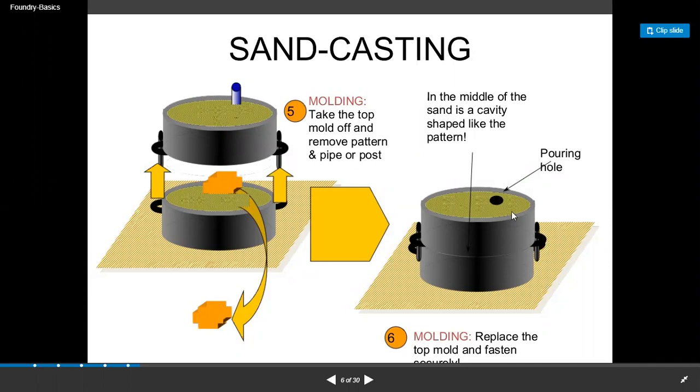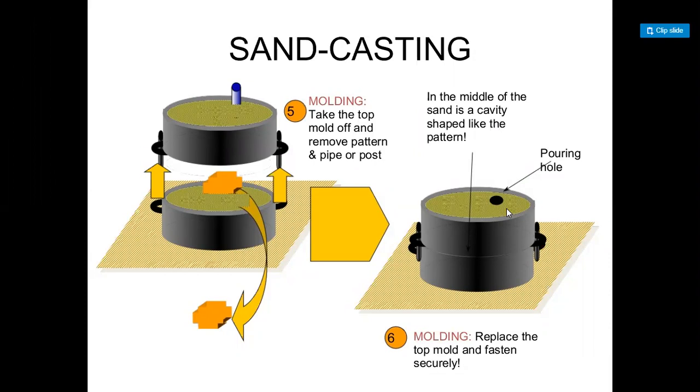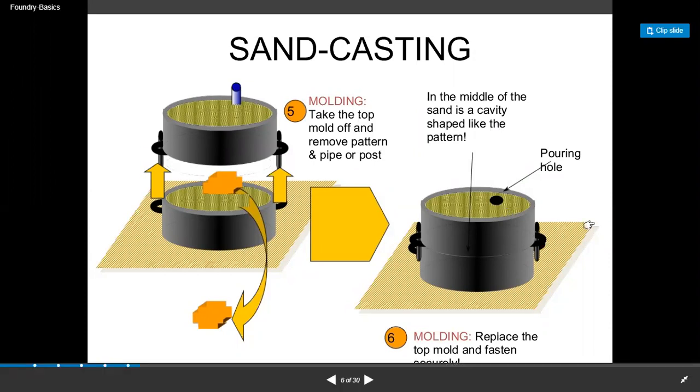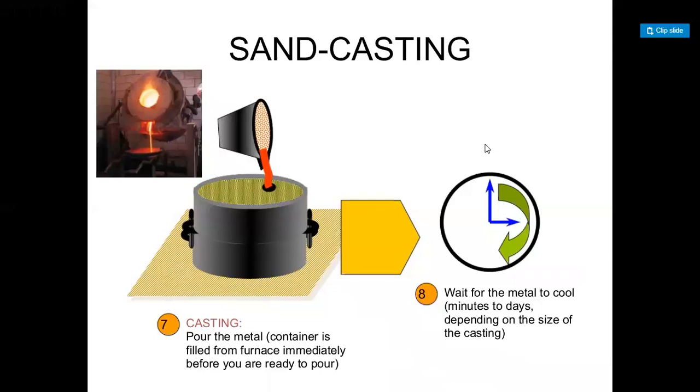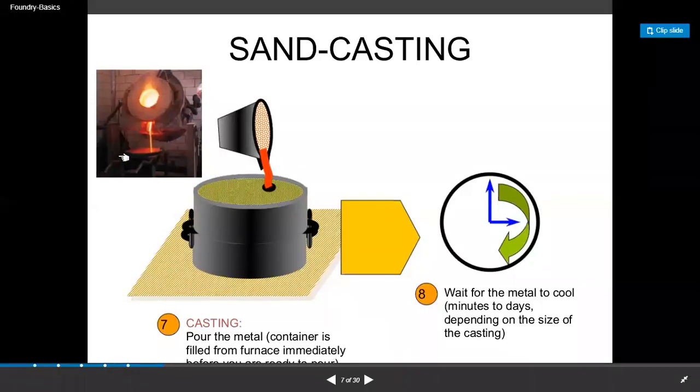The pouring hole is placed on the top of the box. So replace the top mold and fasten it thoroughly. Okay. So pour the metal. It is filled from the furnace immediately before you are ready to pour. So you can see.